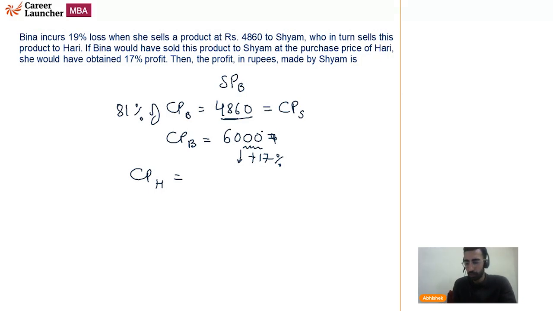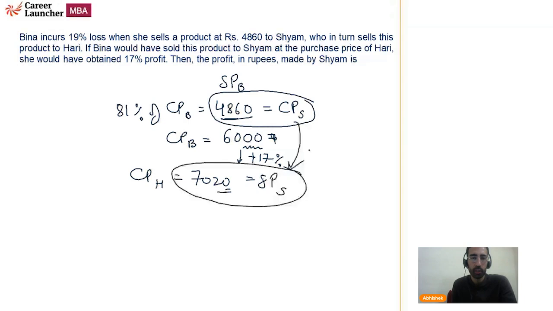So that comes out to be 6,000 into 1.17. That's 7,020. What is the profit made by Sham? Very simple question. The cost price of Sham is this. Sham sells to Hari at this selling price. This is the selling price for Sham. This difference you can easily calculate. 7,020 minus 4,860 gives you 2,160.